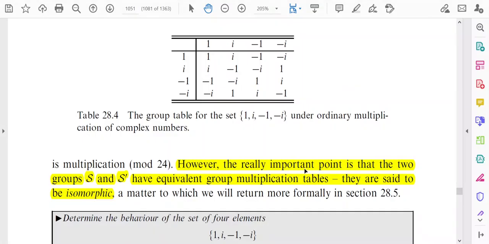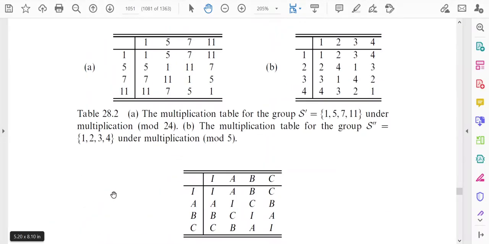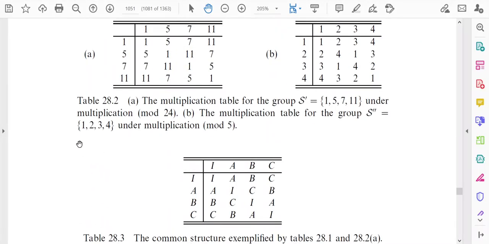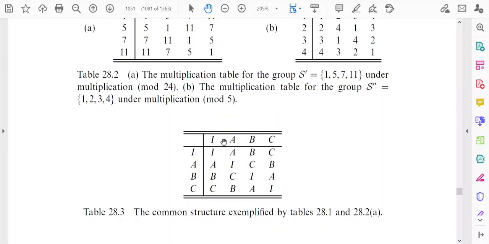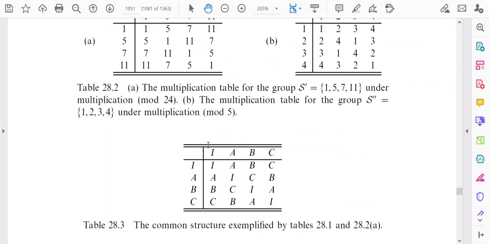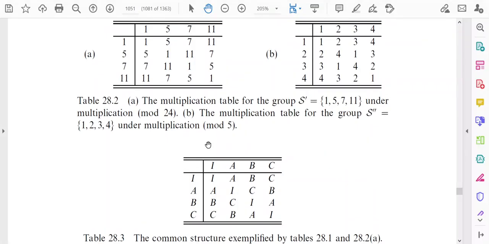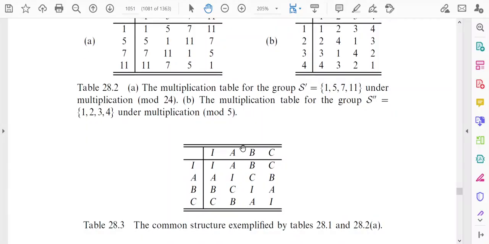However, the really important point is that the two groups S and S prime have equivalent group multiplication tables and they are said to be isomorphic. So, you see that if we use the common nomenclature, that is I, A, B, C, if we represent the elements of the group S and S prime in terms of I, A, B, C, then these two groups can be written in a common structure given in table 28.3.